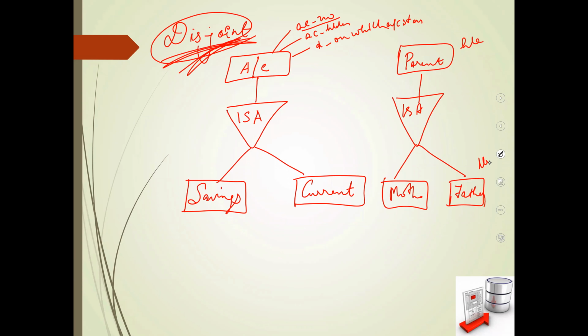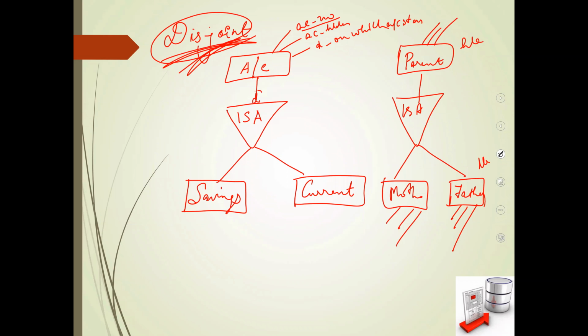Because the characteristics of mother will be different from that of the father. But there will be things which are common for both also. So this is what you mean by disjointness. A higher level entity cannot be all the lower level entities at the same point of time. It can be only any one lower level entity. And this is how you normally denote it.